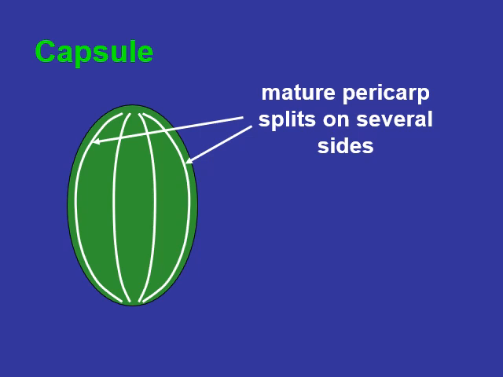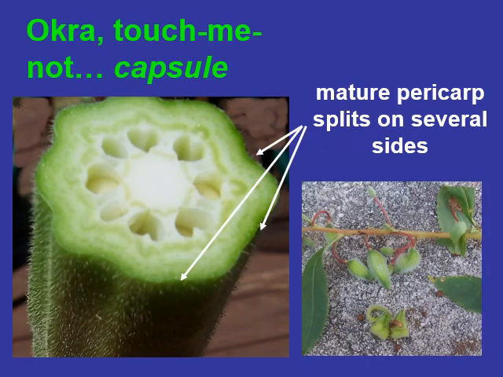Okay, what if you had sort of like a pod, except it splits on several sides? We'll say it this way, 3 or more sides. So if something splits in 3 or more different places, you've got a thing called a capsule. So can you think of anything that would split on more than 2 sides? It wouldn't be a pod. It has to be at least one more side than a pod would have. How about okra? Yeah, this particular one, if you look carefully, it splits on 5 different places.